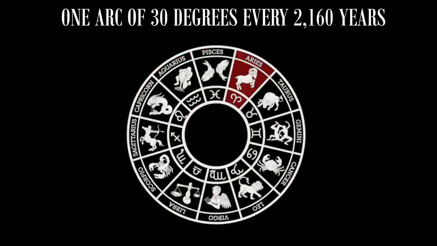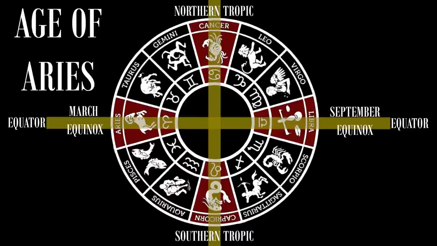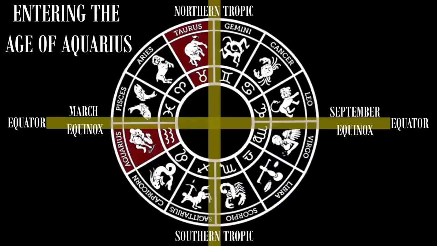Until the wheel makes a full circle, or what is known as a great year. Why is this important? What we see here, and what the mainstream narrative confirms, is that the Tropics of Cancer and Capricorn occurred during the Age of Aries. For the last 2,000 years or so, we have been in the Age of Pisces. Remember, an age lasts for roughly 2,160 years. And we are now on the cusp of entering into the Age of Aquarius.